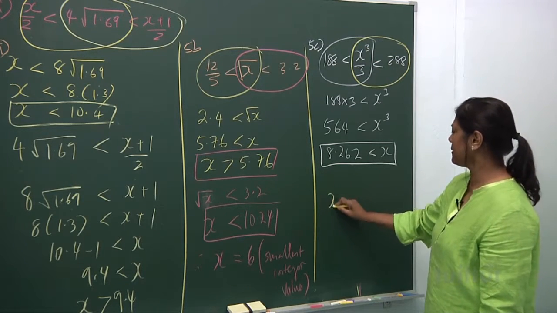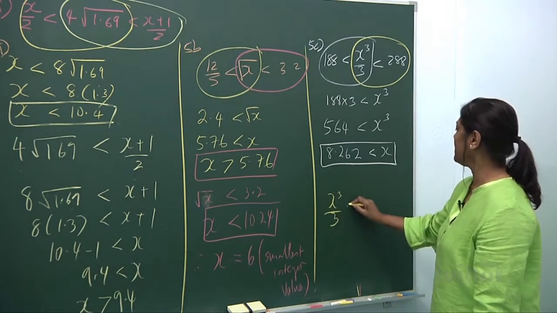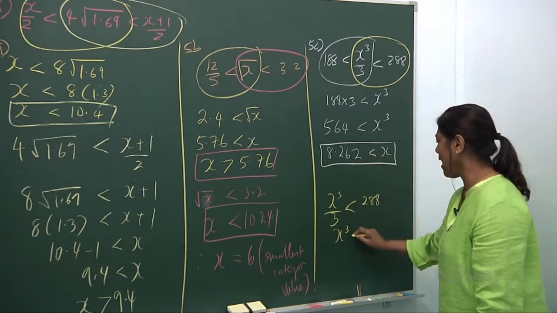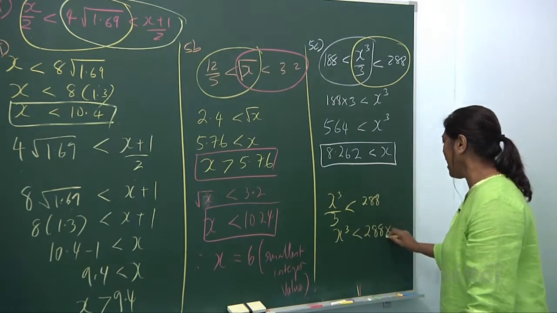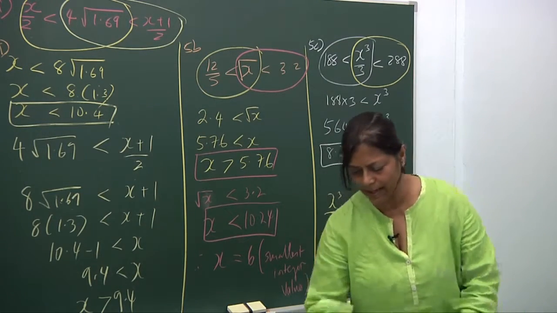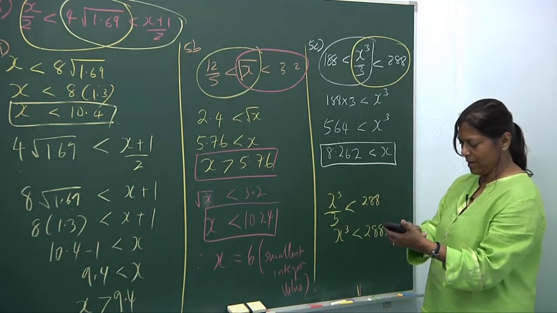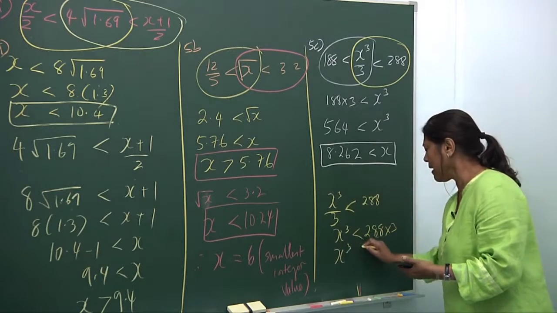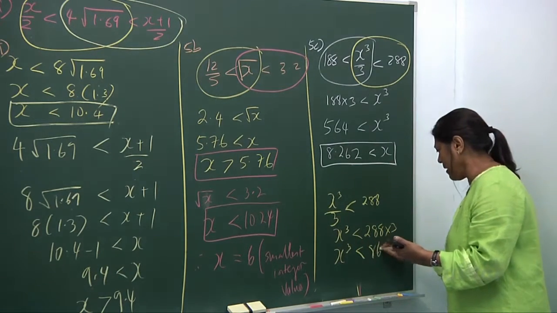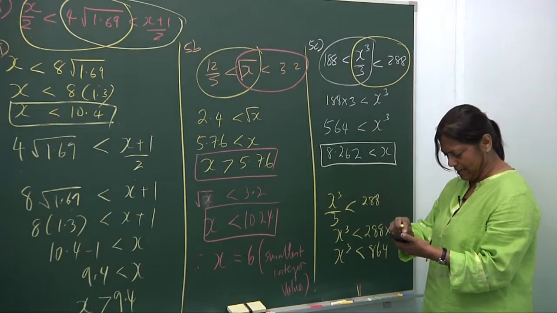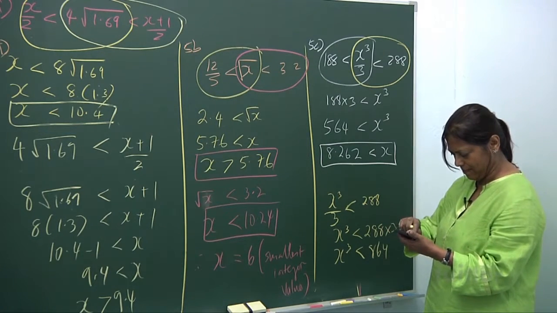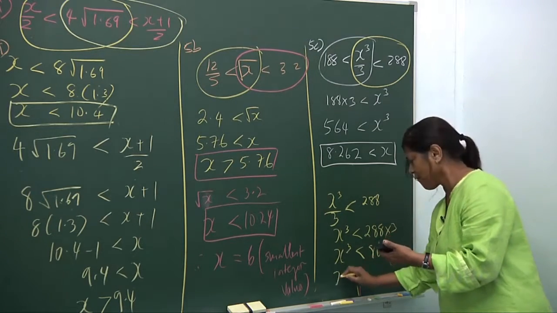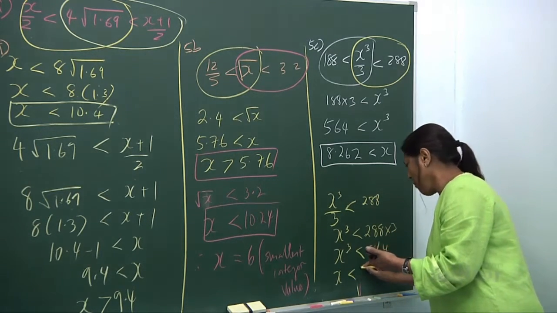So x cubed over 3 is smaller than 288. So bring the 3 up. 288 times 3. You get 864, and x cubed is smaller than 864. Find a cube root of it. And you get 9.524.